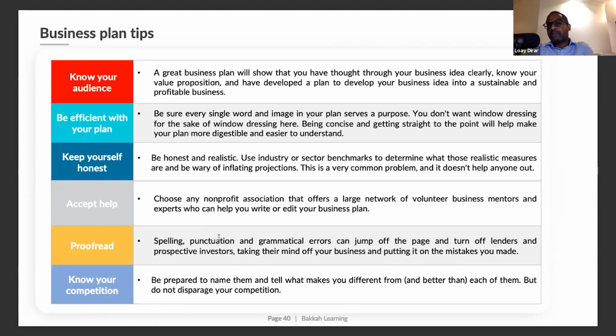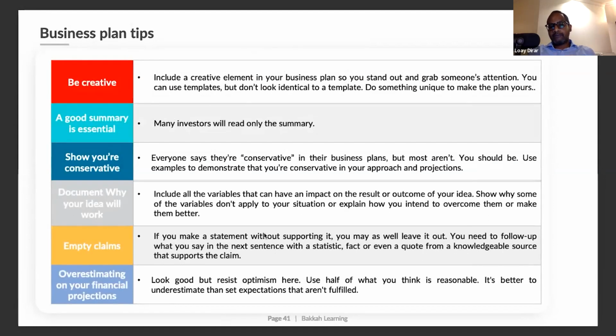Okay, and proofread. By the way, one of the things that will easily turn investors off is using wrong words, or developing a business plan that's not well designed, that doesn't look good, that's full of grammatical or spelling mistakes. Be aware of this part. And know your competitors. The more you know your competitors, the more you're going to come up with the most differentiated approach, differentiated service or product.